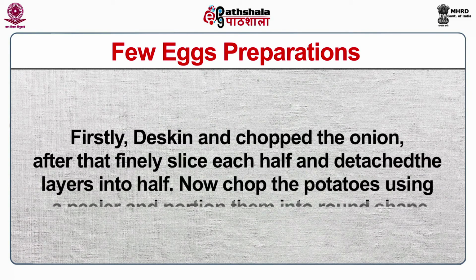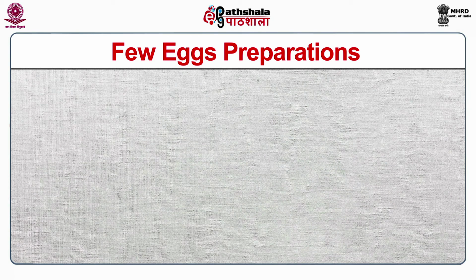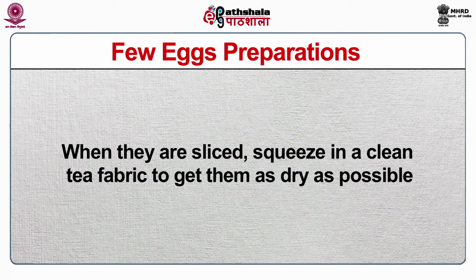Firstly, peel and chop the onion. After that, finely slice each half and detach the layers. Now chop the potatoes using a peeler and portion them into round shape. When they are sliced, squeeze in a clean tea towel to get them as dry as possible.